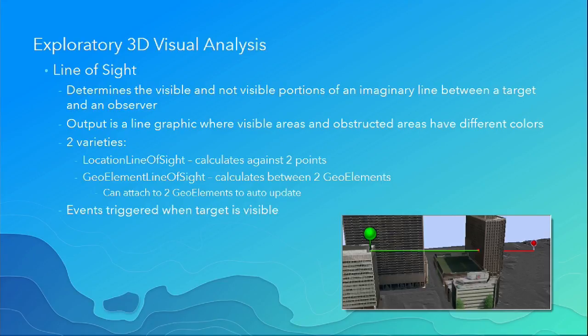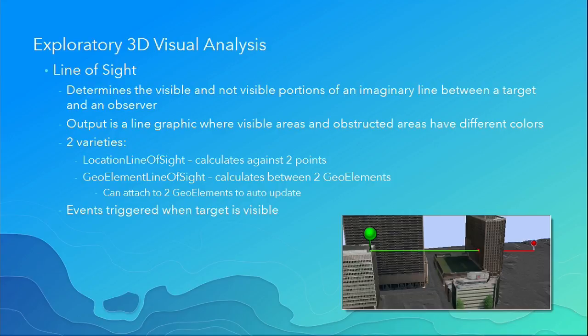Location line of sight basically takes 2 point geometry objects in the constructor. So you set point A and point B and perform the analysis, and it will display between those 2 points. Now, geo-element line of sight is the same principle, but instead of giving it geometry objects, you give it geo-elements. In runtime, geo-elements are the base class for graphics and features. So you could obtain a feature from a shapefile or from a feature service, or you could just programmatically create graphics and pass those in.